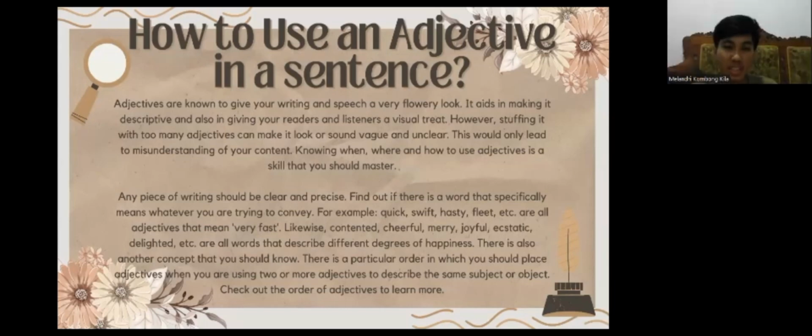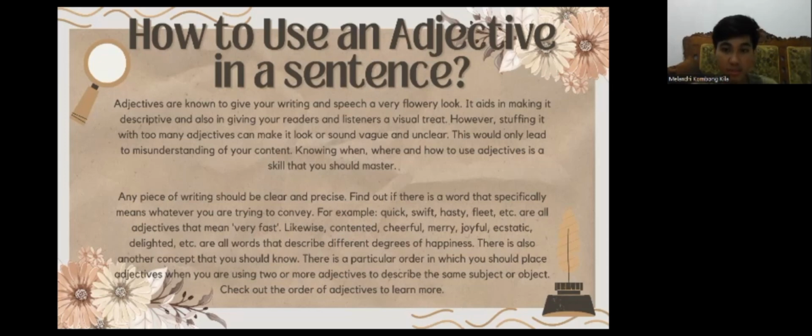How to use an adjective in a sentence. Adjectives are known to give your writing and speech a very flowery look. It aids in making it descriptive and also in giving your readers and listeners a visual treat. However, stuffing it with too many adjectives can make it look or sound vague and unclear. This would only lead to misunderstanding of your content. Knowing when, where, and how to use adjectives is a skill that you should master. Any piece of writing should be clear and precise.